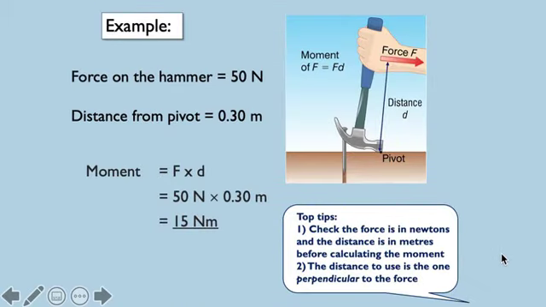Okay, so here we've got a hammer pulling out a nail that they've accidentally knocked into the wrong place. The force exerted on the hammer is 50 newtons, and the distance from the pivot is 0.3 meters. So the moment equals the force times the distance, which is 50 times 0.3, and it's 15 Newton meters. Top tips: check that the force is in newtons and the distance is in meters before calculating the moment, and the distance to use is the one that is perpendicular to the force.